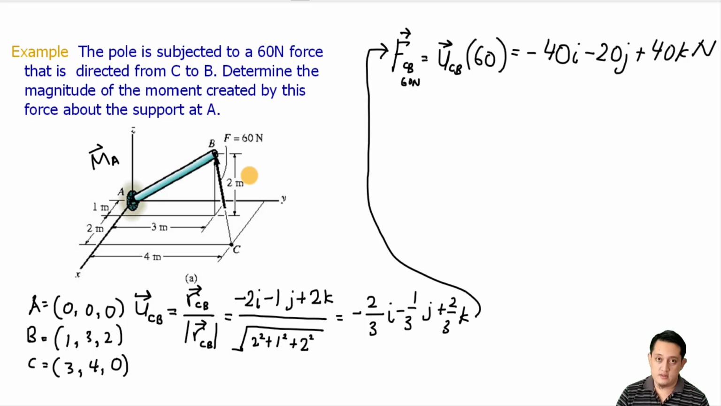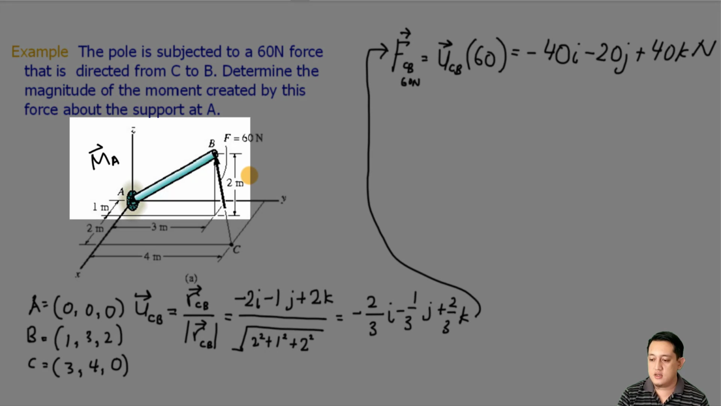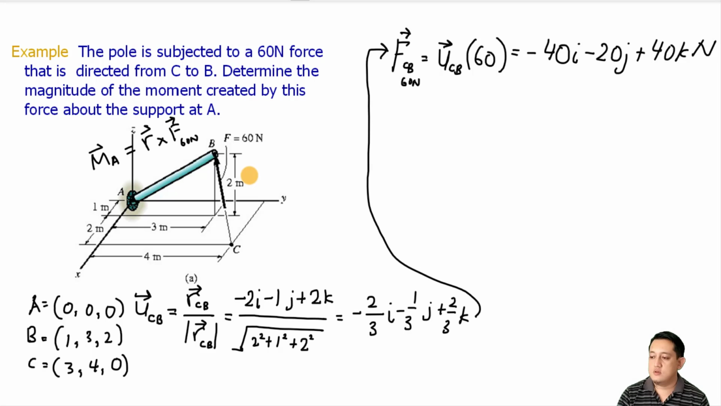The next one is to calculate the moment. MA must equal R cross product with F 60 Newton. We already have F, and we need to find R. So what is the distance from where to where? As you can see here, the force is pointing towards B, and the rotation point is at A, so we can choose RA to B. So write down RAB.